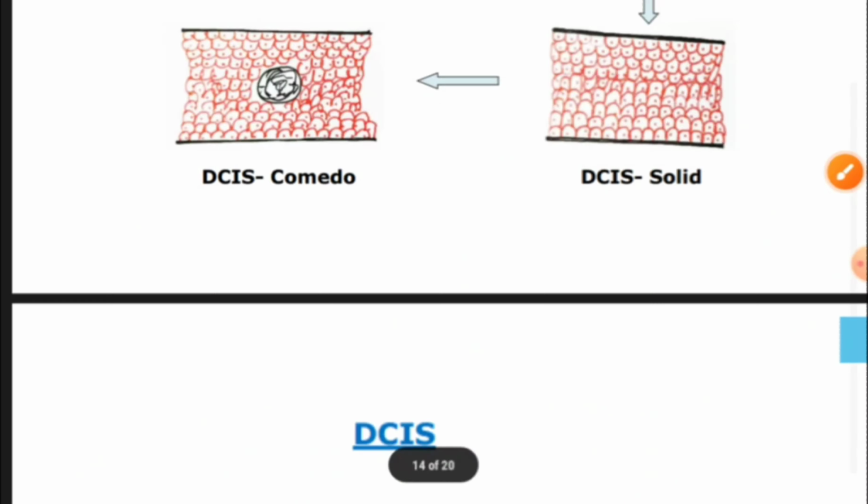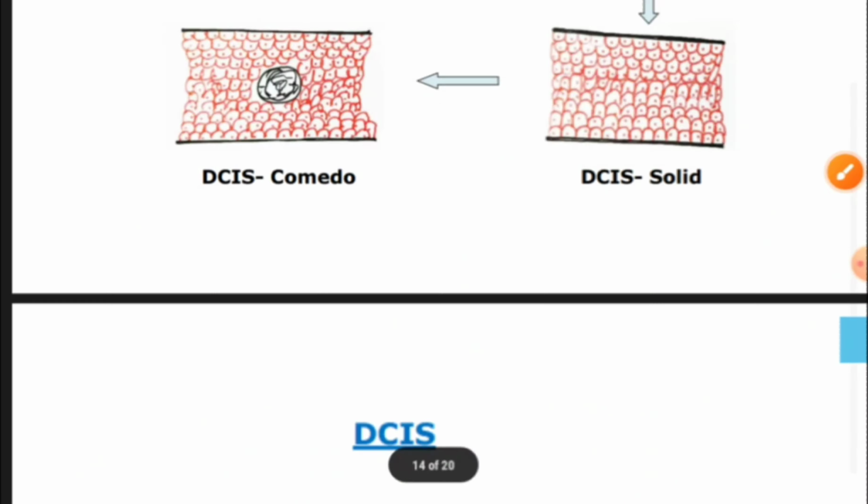Now, ductal carcinoma in situ is usually seen in women, but it can also occur in males. DCIS, or ductal carcinoma in situ, leads to invasive ductal carcinoma. Majority of the cases are diagnosed on mammography, and the typical diagnostic feature on mammography is microcalcification.